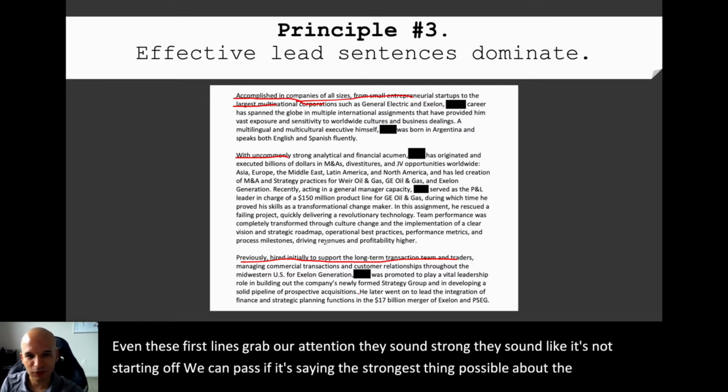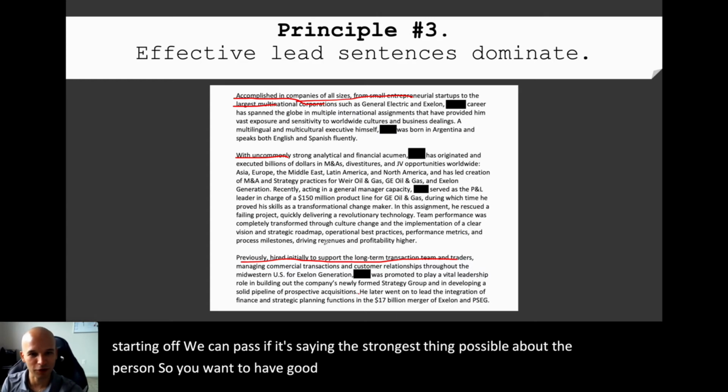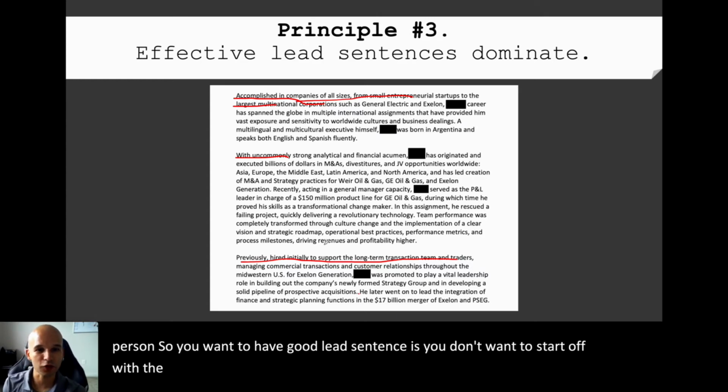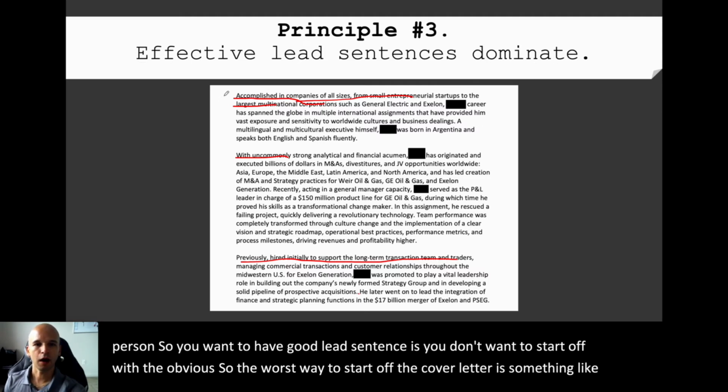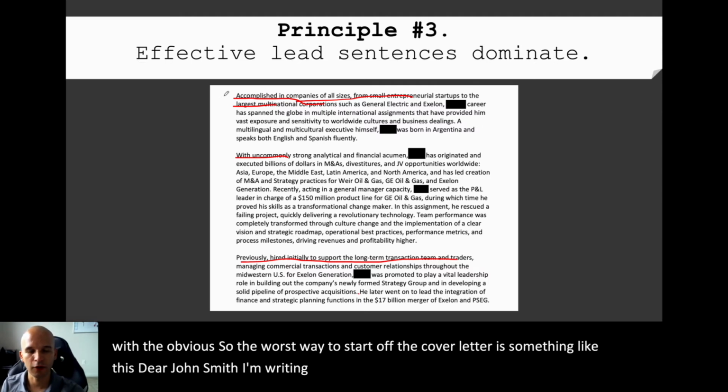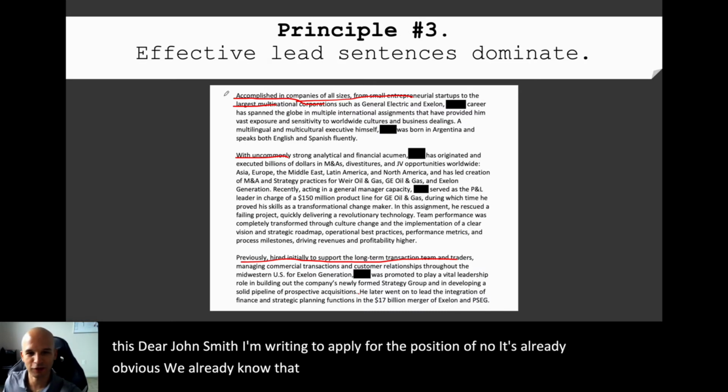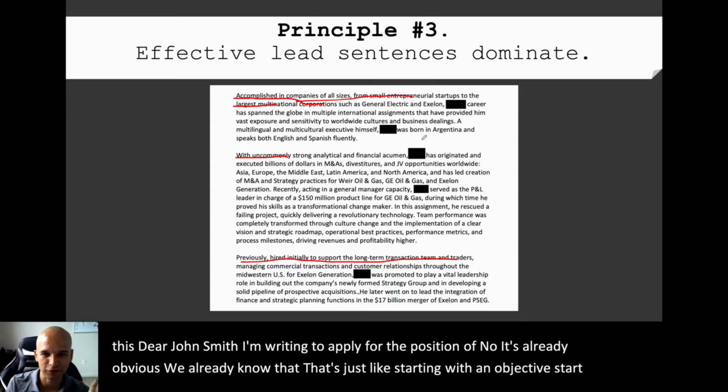So you want to have good lead sentences. You don't want to start off with the obvious. The worst way to start off the cover letter is something like this: "Dear John Smith, I'm writing to apply for the position of..." No, it's already obvious. We already know that. That's just like starting with an objective. Start strong. We're going to talk about how to start strong.